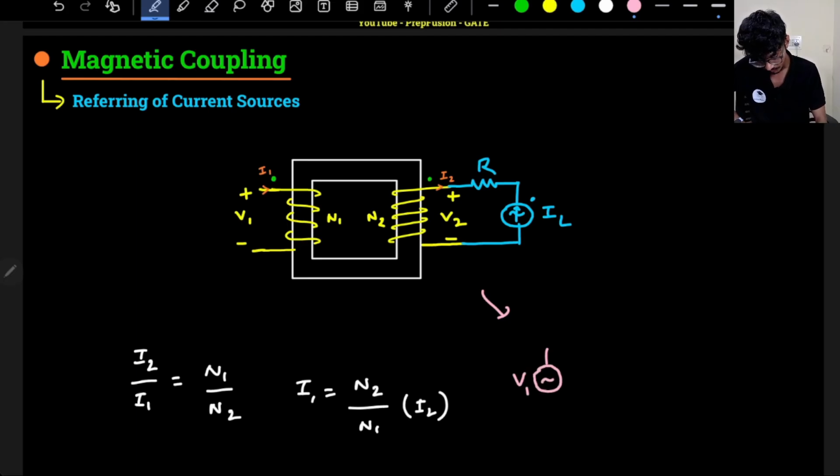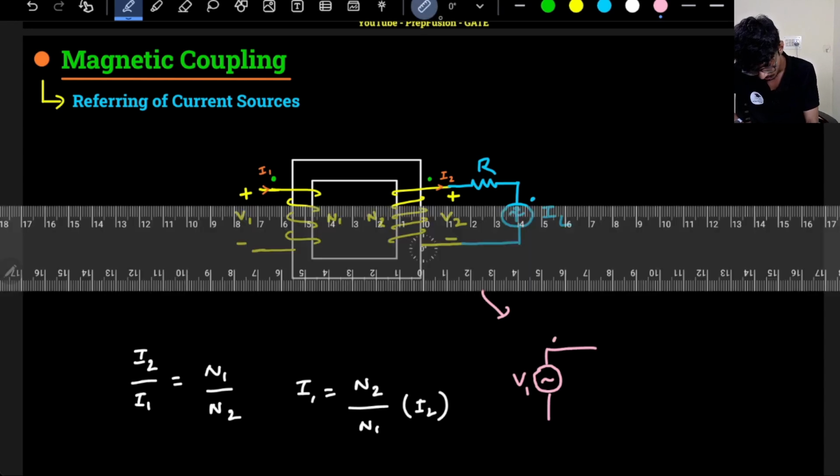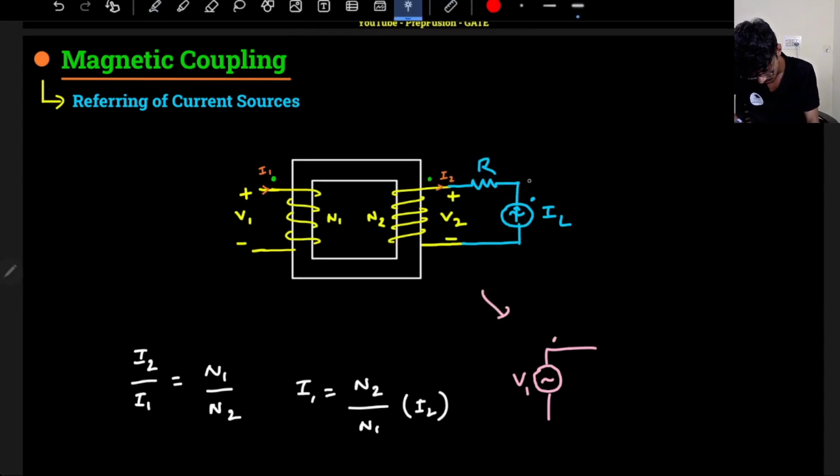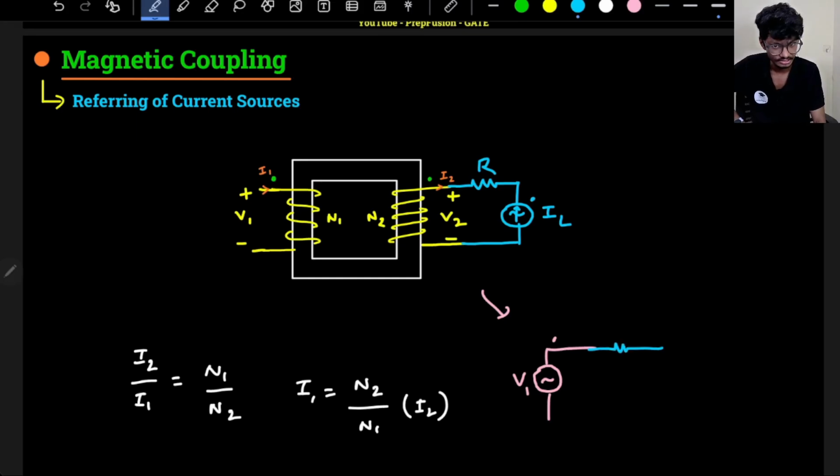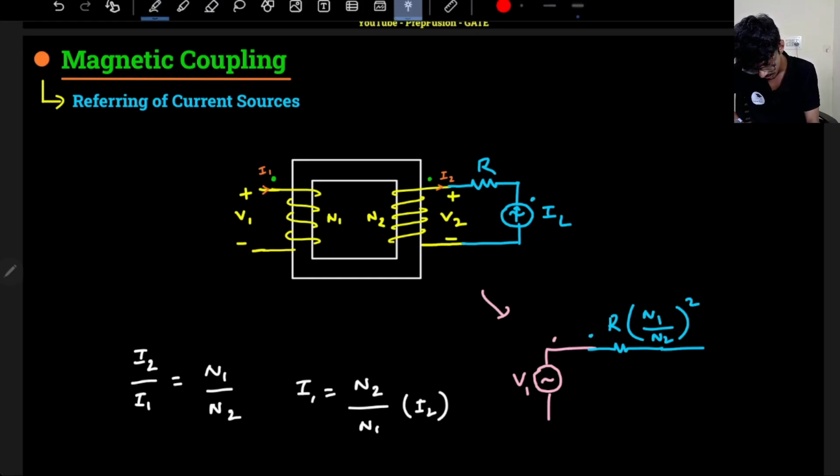Here I will have a voltage source V1. Then remember this dot will connect to this dot. Okay, this dot will connect to this dot here. Although the resistor does not matter in series, because a resistor in series with the current source is redundant. So this will be N... actually the resistor will be where I am referring, N1 by N2 whole square, and this is the dot of the secondary coil, right?